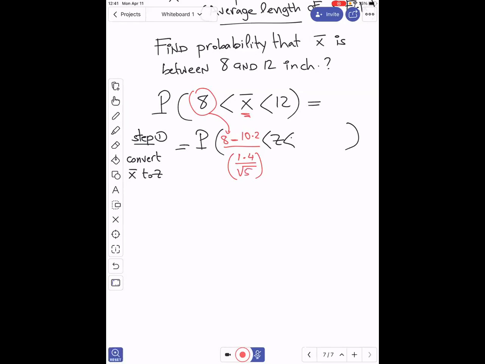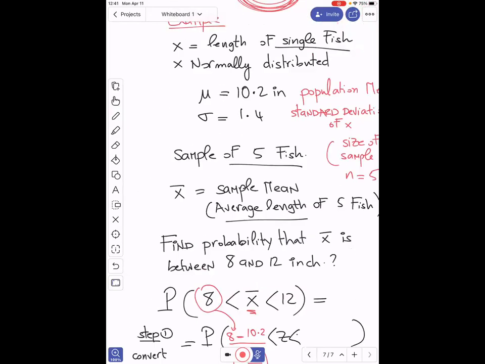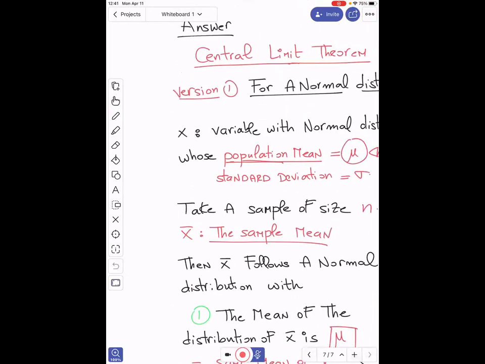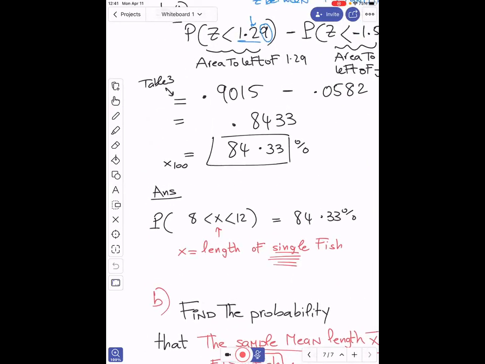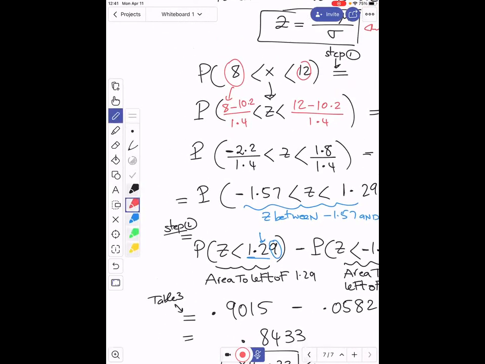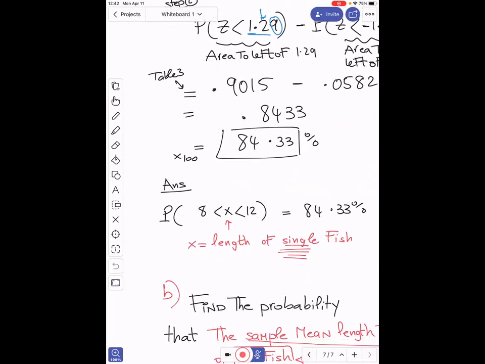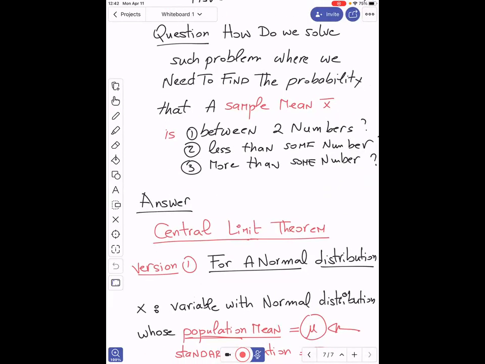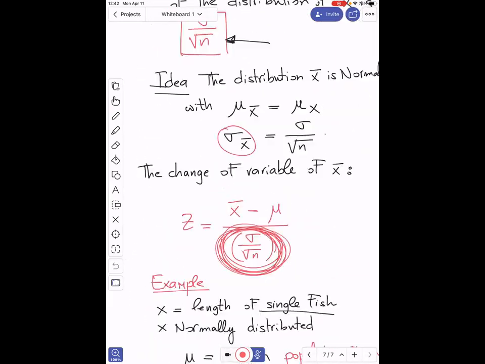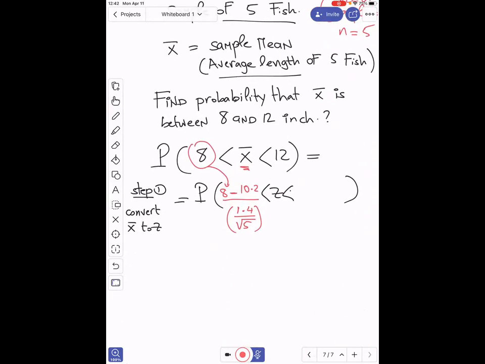Right, so again, guys, compared to the answer of the first question for x, you see here for x, when you convert the value 8 to a value of z, we subtract the 10.2, and then divide by 1.4. Now for x bar, you subtract the same thing, the 10.2, but when you divide, you don't divide by 1.4, you divide by 1.4 over the square root of the size of the sample. So square root of 5 in our example.